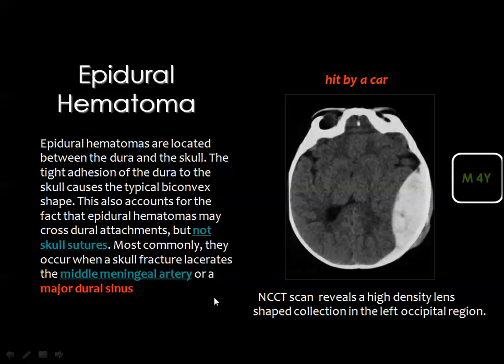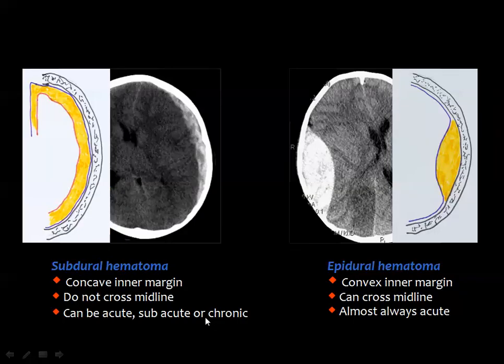As I have mentioned, epidural hematoma can cross the midline, but does not cross the sutures. The meninges are usually attached firmly to the sutural line. Then you can discriminate between epidural hematoma and subdural hematoma by the appearance of the inner margin of the hemorrhage. If the inner margin of the hematoma is convex, then you are dealing with epidural blood. If the inner margin of the hematoma is concave, then you are dealing with subdural blood.